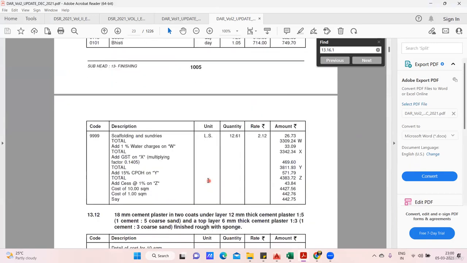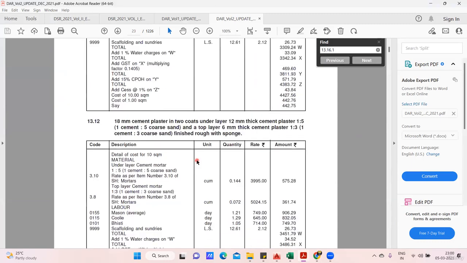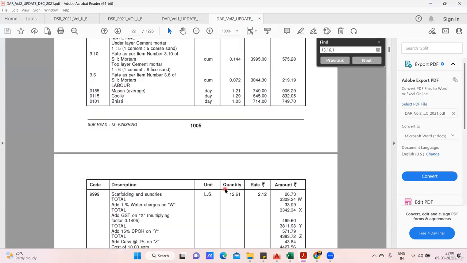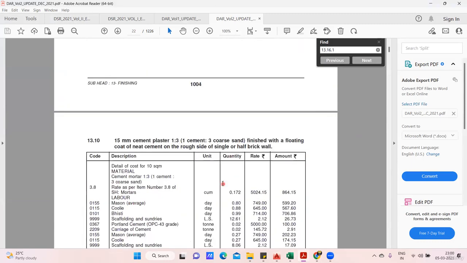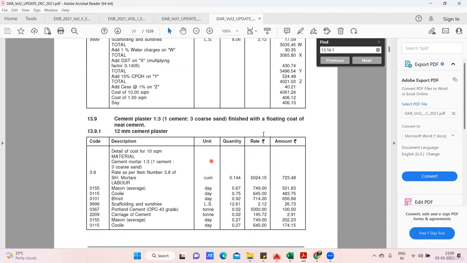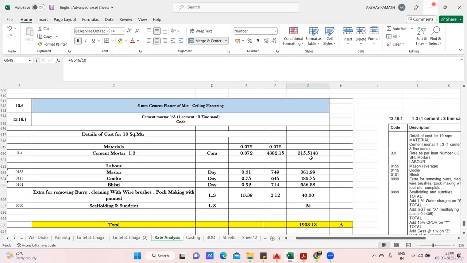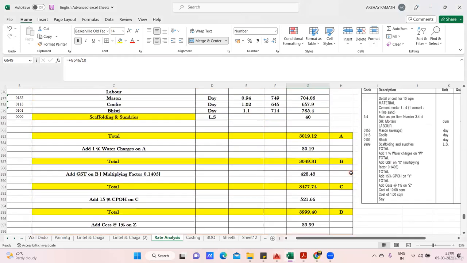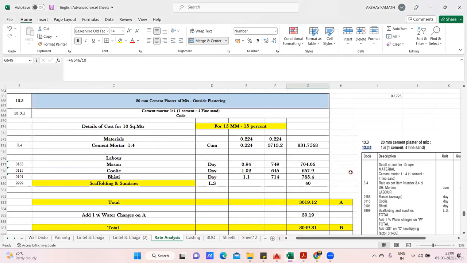Suppose if you want to do 18 mm plastering, few people do that. That also you can do. So in this way, a lot of things have been given here. Just go through this and you get an idea how it has to be done. Okay, most of the things I've covered from here. Now we'll come to the main part, that is, I'll explain to you one by one this part.